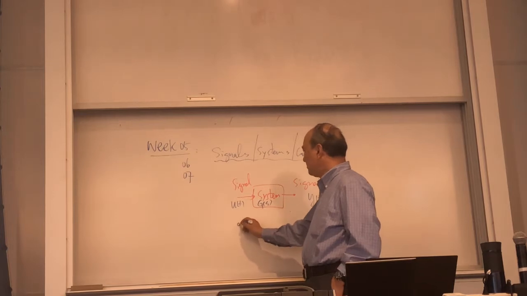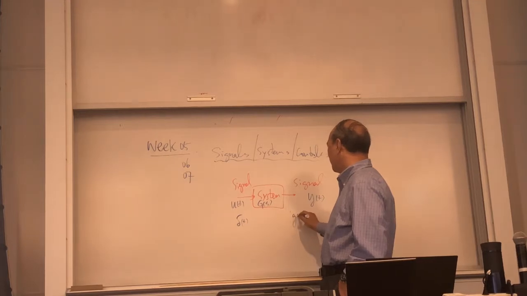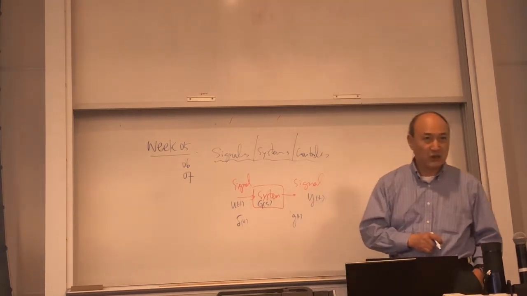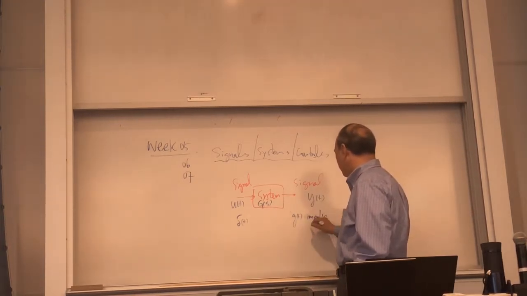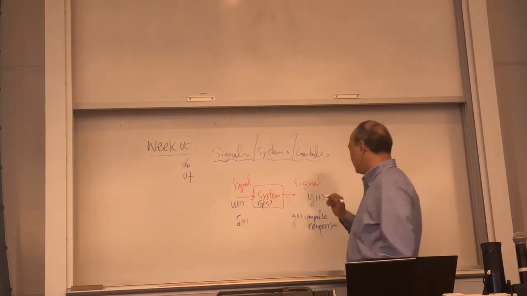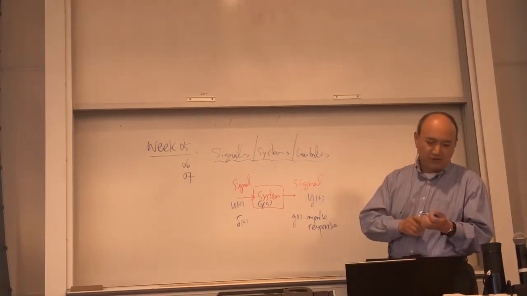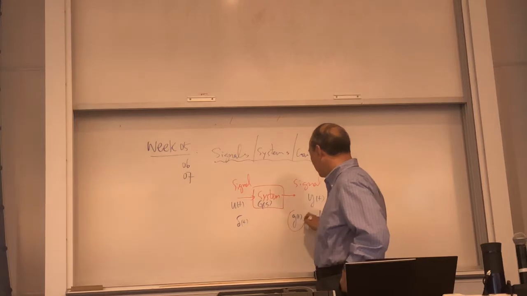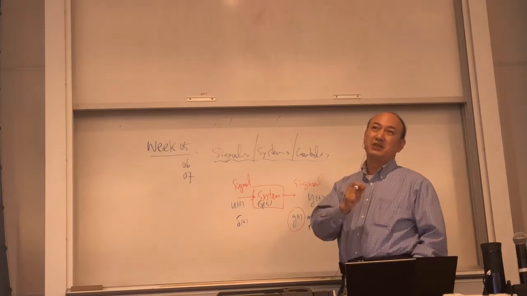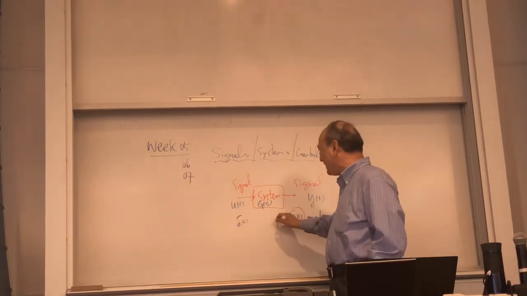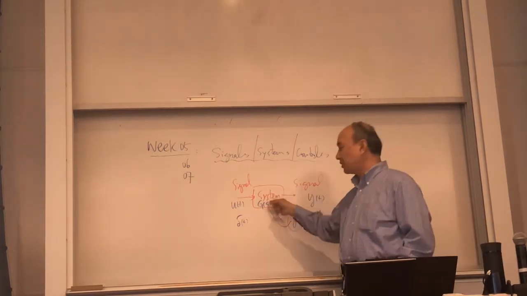So if I give you an impulse delta of t in here, what I'm going to get is something called G of t. G of t has a name, it's called the impulse response function. I was trying to confuse you last time, so G of t is a signal. This signal actually can be used to completely characterize, tell the story of the whole system here.